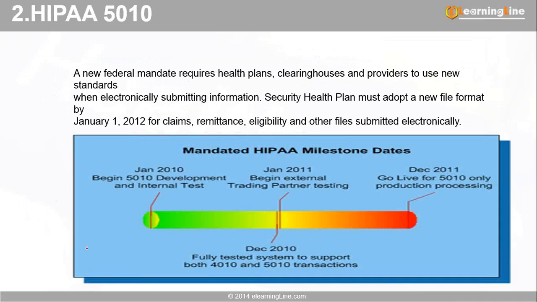Every health plan must adopt a new file format by January 1st, 2012 for claims, remittance, eligibility, and other files submitted electronically. So by the end of December 2011, your 5010 has to be in place to be in compliance with the HIPAA 5010 mandate. This is what it was. As you see here, this is your December 2011 go-live date for the 5010. If you are not there even after this, then it's a red.